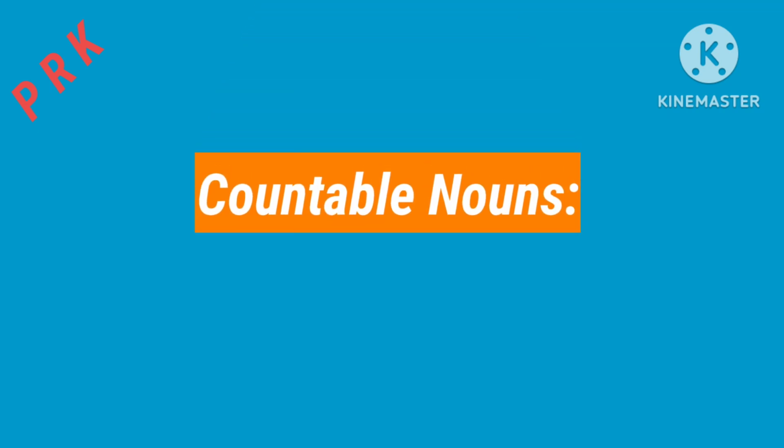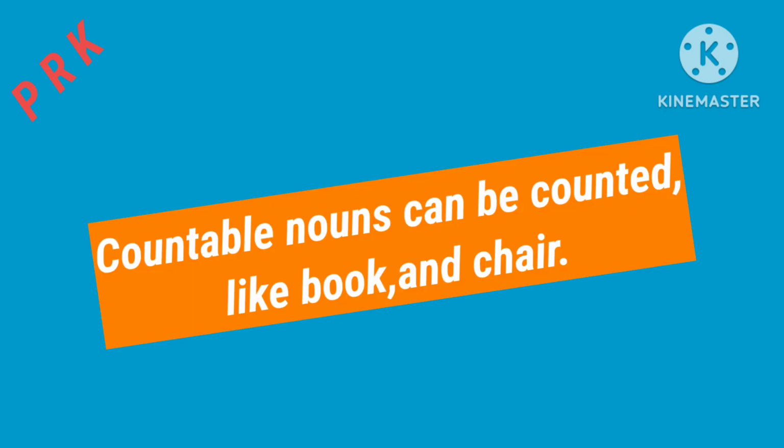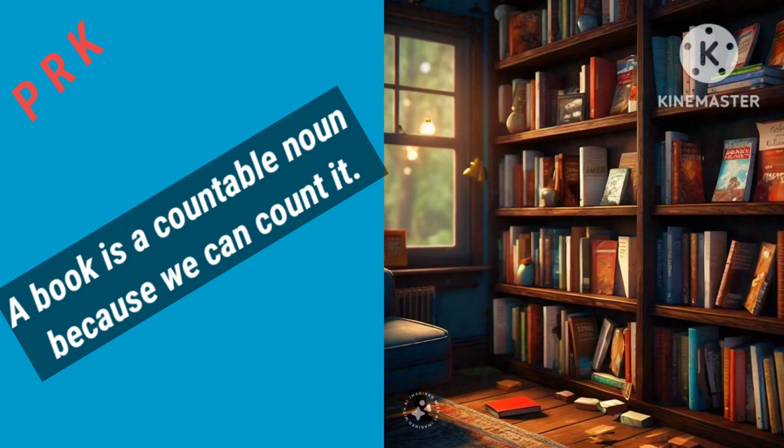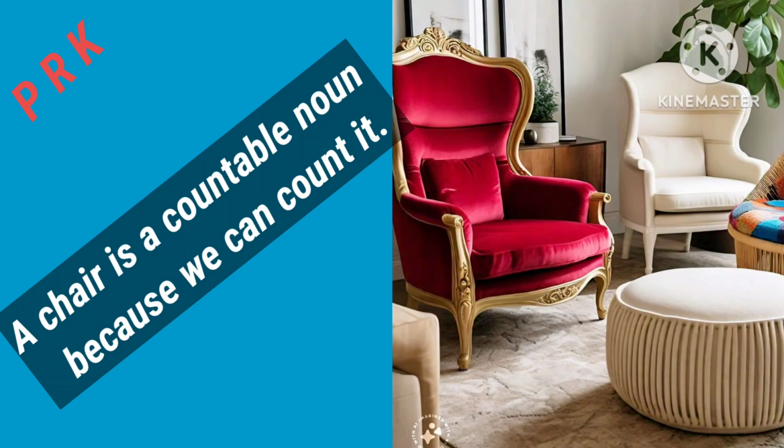Countable nouns. Countable nouns can be counted like book and chair, etc. A book is a countable noun because we can count it. A chair is a countable noun because we can count it.